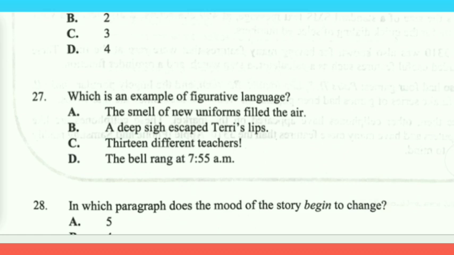Alright, so B, because we use escape to really refer to living things, so that's figuratively speaking now to escape, to sigh, escaping from Terry's lips. 28.